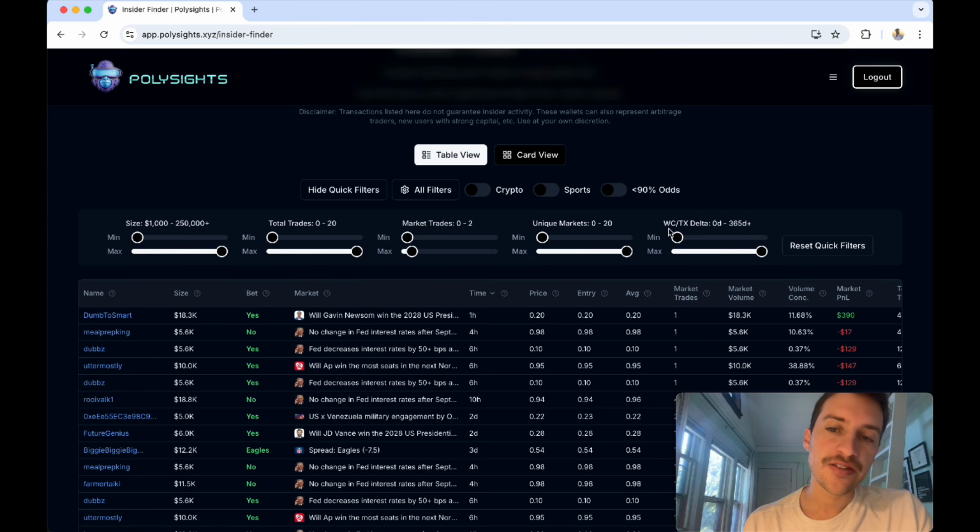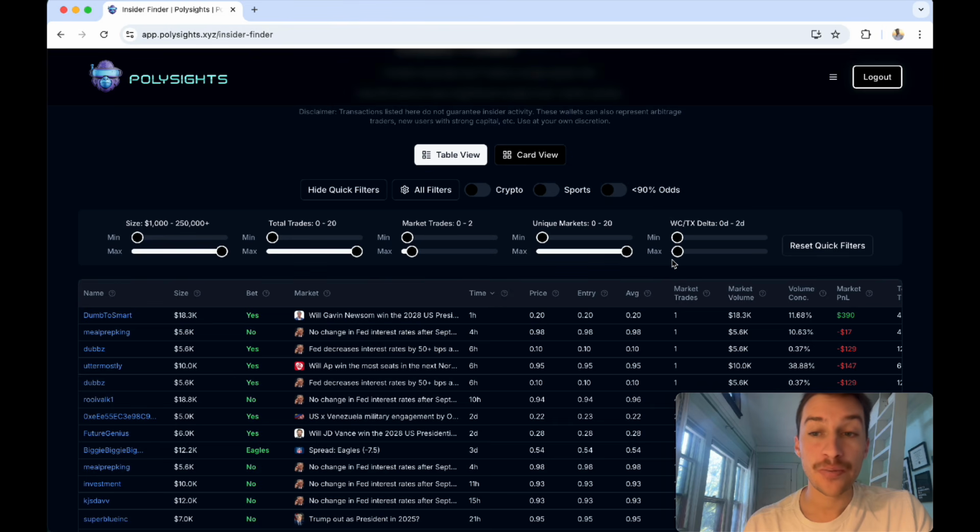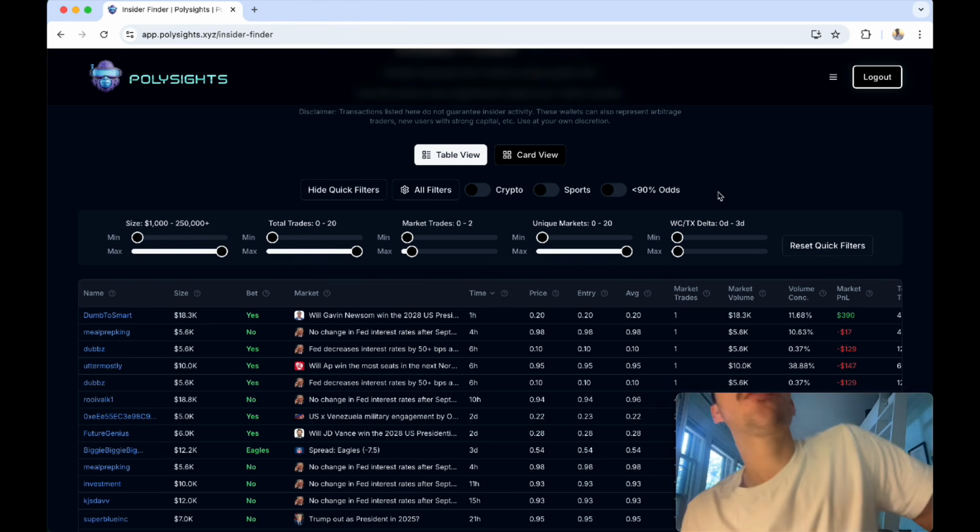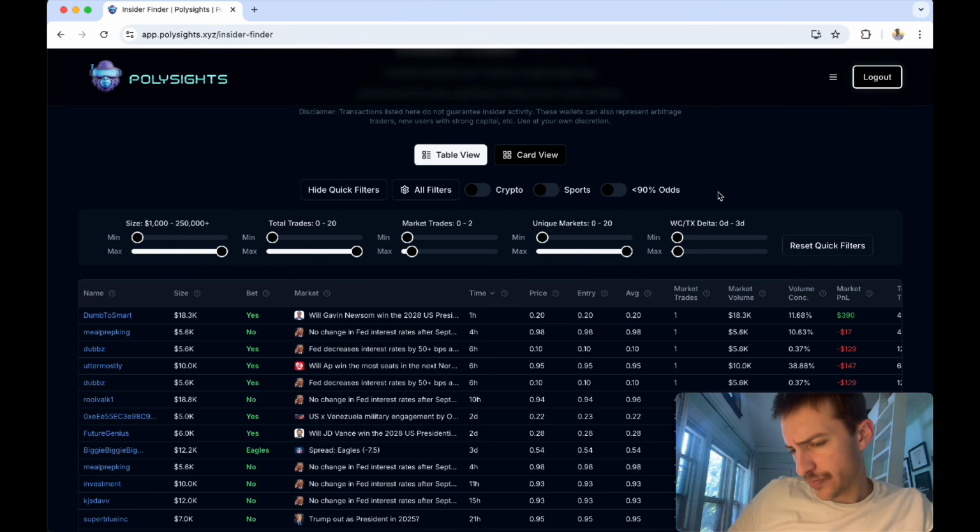So with market trades, I'm going to put that to 2, so that it's traders that have only traded 2 markets. This is wallet creation to transaction difference, or delta. This should be very low. This should be maybe 3 days. Essentially what this is saying is how much time did it take for them to create their account and then start betting on any market. That's what we're looking for.